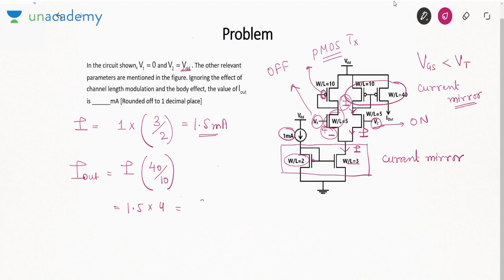1.5 into 4, that is 6 milliampere. So that way I can give you a complicated circuit to find the current in a current mirror circuit, and for that you just need to have strong basics about the MOSFET and current mirror.